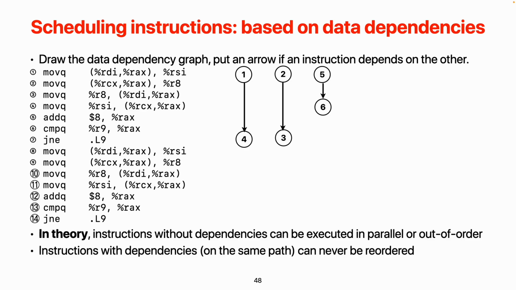How about the seventh? Instruction 6. Okay, so you might say, well, why is it depending on instruction 6? But that's the convention of x86. So any branch instruction following a comparison instruction is consuming the flag produced by that instruction. So there is an implicit data dependency here. Now, how about instruction 8? Who is it depending on?